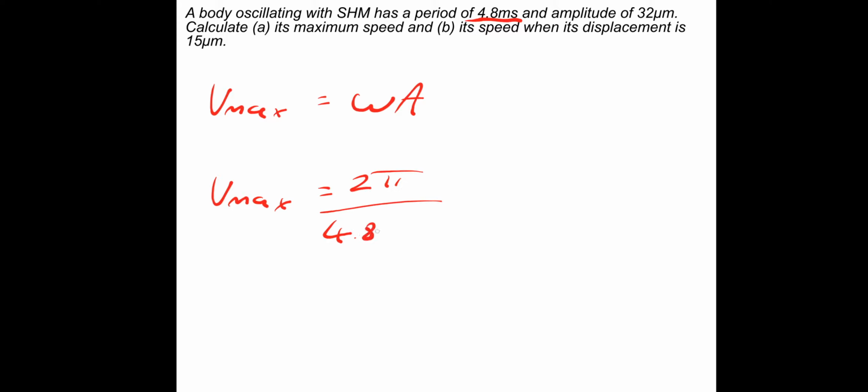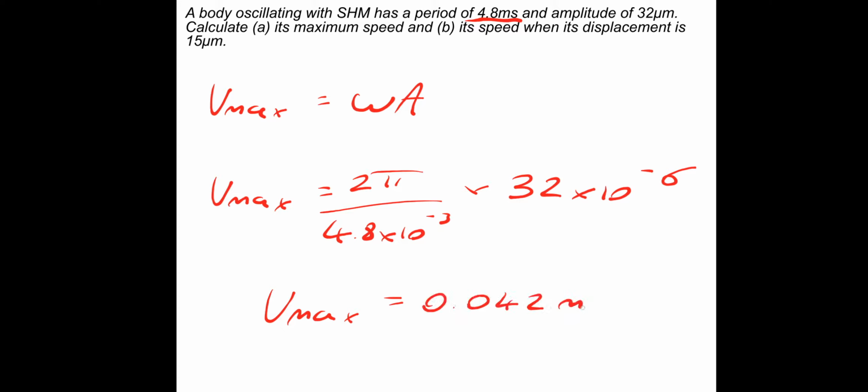Let's do Vmax first. Vmax is equal to omega A. We've got the period, 4.8 milliseconds, so Vmax is equal to omega, 2 pi over T. So 2 pi divided by 4.8 times 10 to the minus 3, multiplied by the amplitude of 32 micrometers, so 32 times 10 to the minus 6 meters. That gives a Vmax of 0.042 meters per second.